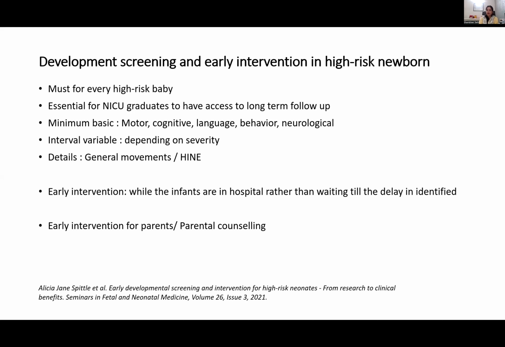Right. And I think in our practices, we have seen that when we talk about high risk newborn follow up, a lot of focus is given to physical therapy or occupational therapy. We tend to neglect the development of language milestones or cognitive milestones also for that matter. So when we are following up, it has to be a very holistic overview of all the developmental skills.